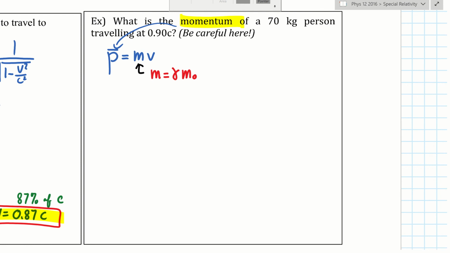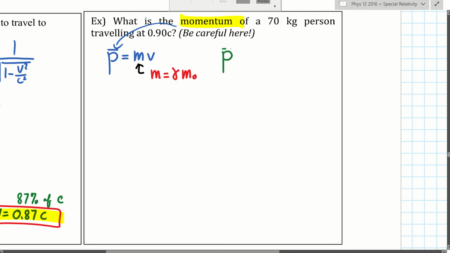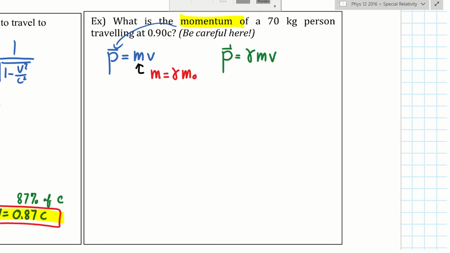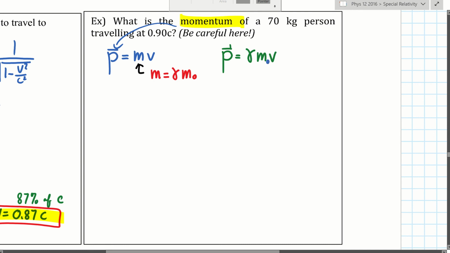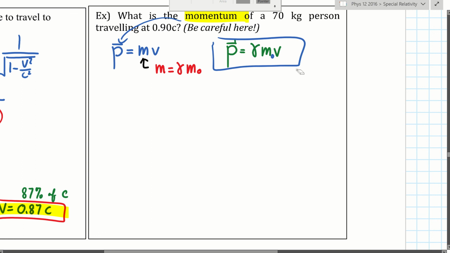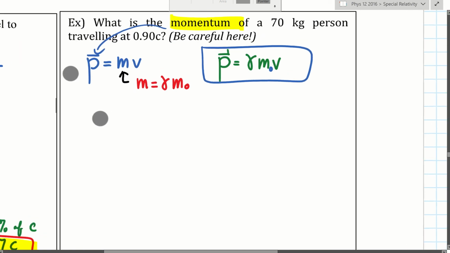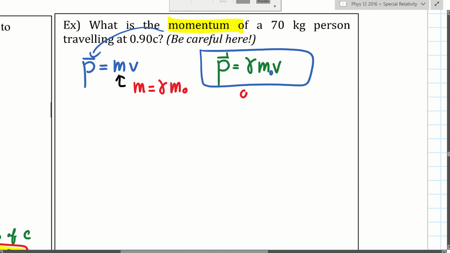So therefore, relativistic momentum is actually gamma mv. Okay, so gamma m naught times velocity. This is the relativistic version. So when can you use the first version? This is when you're traveling slowly. When will you use the relativistic version? When you're traveling close to the speed of light. So this person is traveling at 90% of the speed of light. So we're going to use this version on the right hand side. Okay, so at 90% of the speed of light, we're going to use this version.